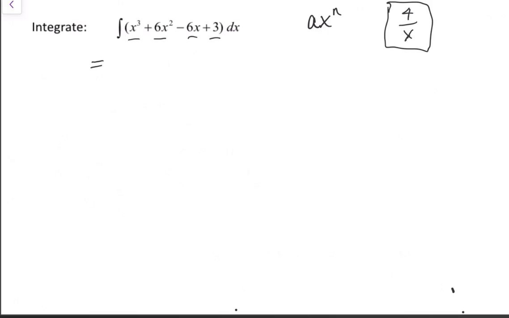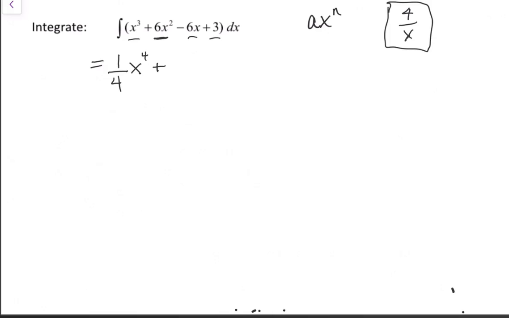So remember, the power rule says you take the coefficient that's there, you divide by the exponent plus 1. So I'll divide by 4, and then the new exponent on my variable is also the exponent plus 1. So 1/4 x to the 4th. Now I'm going to move to the second term, 6x squared. I'm going to do the same thing.